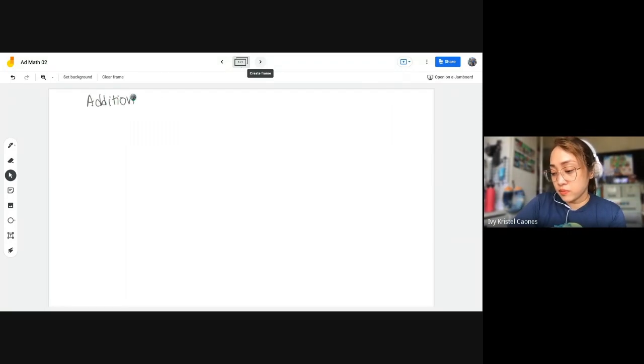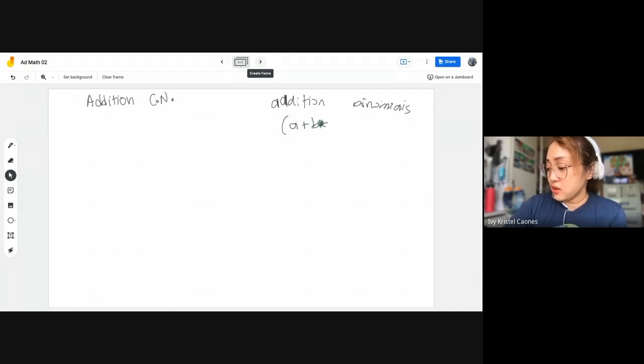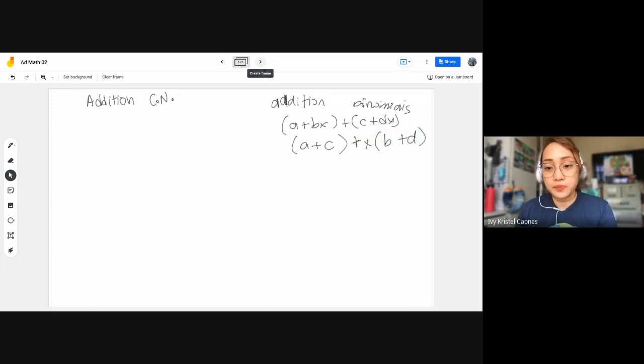In addition, remember our addition of binomials? Addition of binomials when you were in your basic algebra, like a plus bx plus c plus dx. In addition of binomials, you have to add those coefficients that have the same variable. So a and c have x to the 0, which is 1, so you add a plus c. Then you add the x terms, b plus d. So the same concept applies for the complex number.